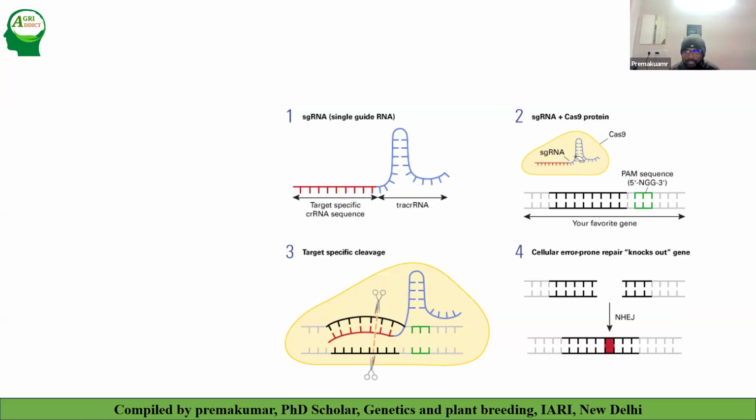Then it targets your favorite gene. After targeting, it introduces a double stranded break. Then the cell will repair it through either non-homologous end joining or HDR. This is about the components of CRISPR.